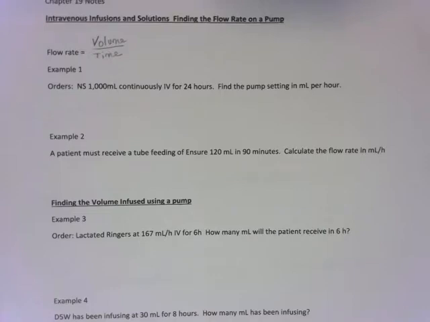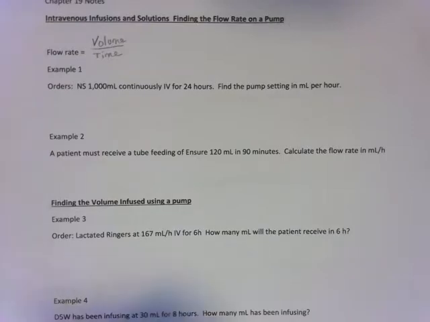Welcome to chapter 19. Here we're studying flow rates. So a flow rate is volume over time. In example 1, we're looking at an order of normal saline, 1000 mLs continuously for 24 hours via IV. We're going to find the pump setting in mLs per hour.